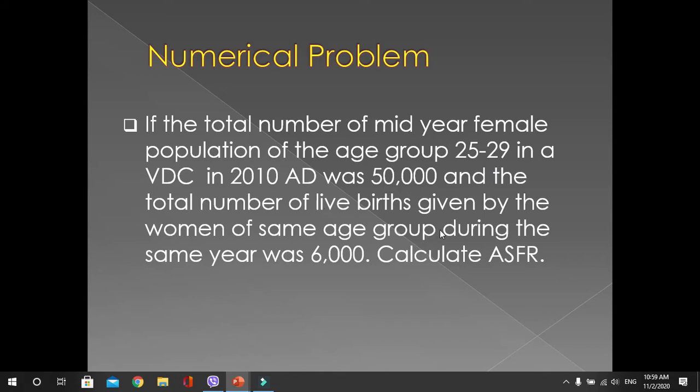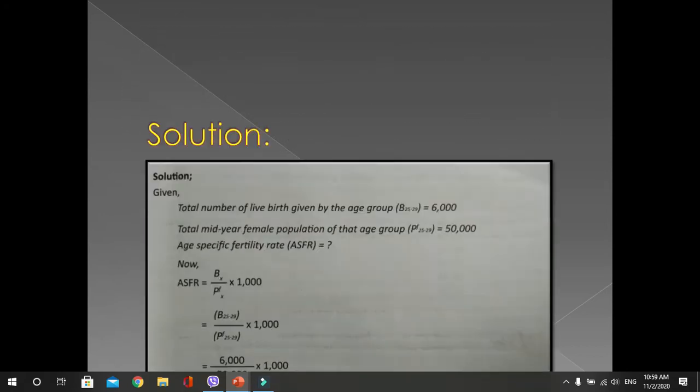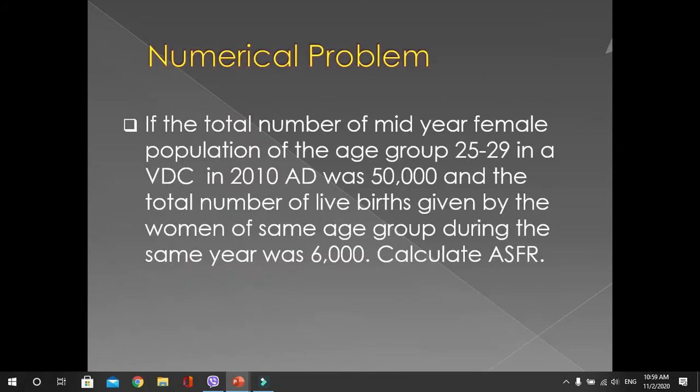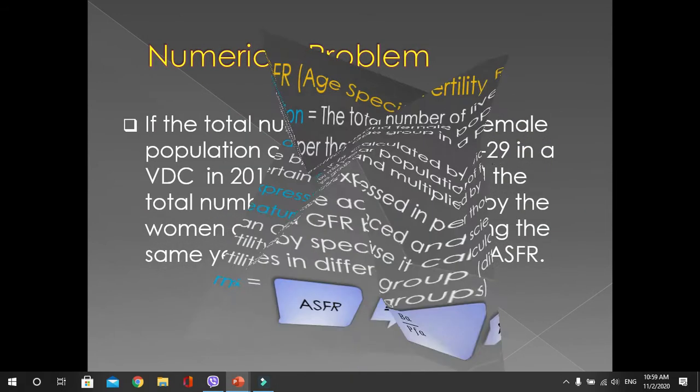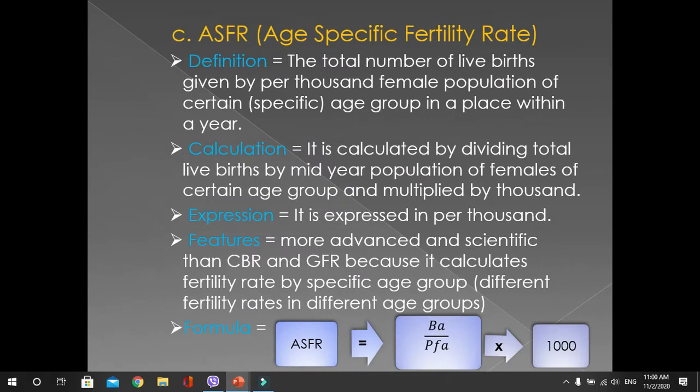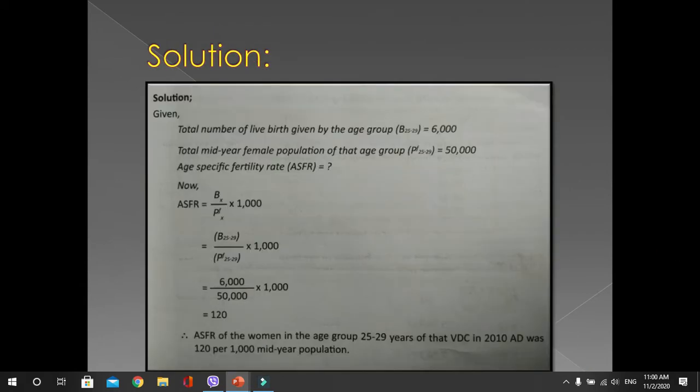and the total number of live births given by the women of same age group during the same year was 6,000. The age group of 25 to 29 years of females gave birth to 6,000 live births. So you have to calculate ASFR. Now you have got the formula. ASFR is equal to BA by PFA into 1000. Now for this I have given you the sample of solution. You can see while solving the numerical problem you must use the specific things here.